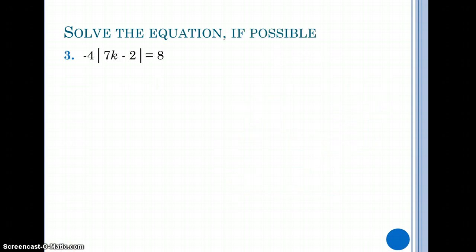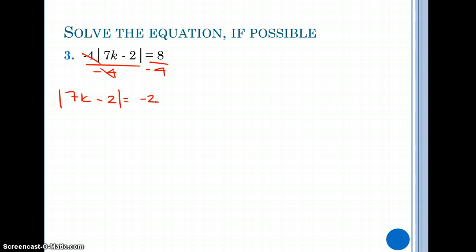Now the difference between numbers 1 and 2 and number 3 is what? Well, the negative sign, this -4 in front of here. So before you can set up your two equations, don't do that yet until the absolute value symbol is by itself. So you look at this -4 and you think, okay, well, what's it doing? It's multiplying. So to get rid of it, I'm going to divide by -4 and divide by -4. So now they cancel out here, and I have the absolute value of 7k minus 2 is equal to -2. I would probably stop here.